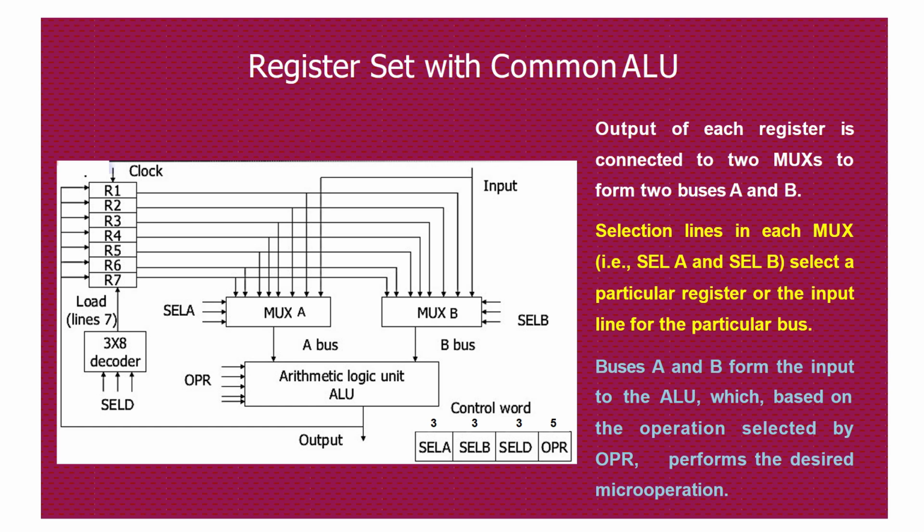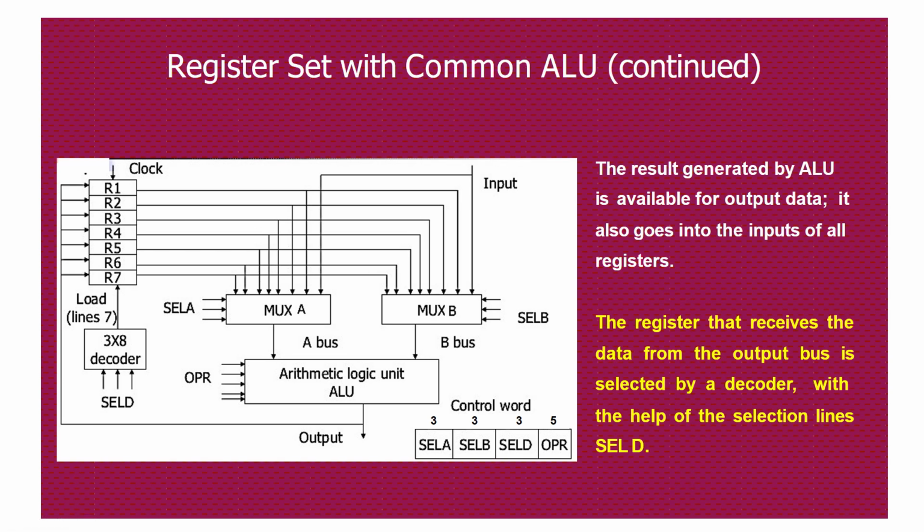Now this is the detail written of what I have already explained. The output of each register is connected to 2 multiplexers to form 2 buses, A and B. Selection lines in each multiplexer select a particular register or the input line for the particular bus. Buses A and B form the input to the ALU, which, based on the operation selected by OPR, performs the desired microoperation. The result generated by the ALU is available for output data. It also goes into the inputs of all registers.